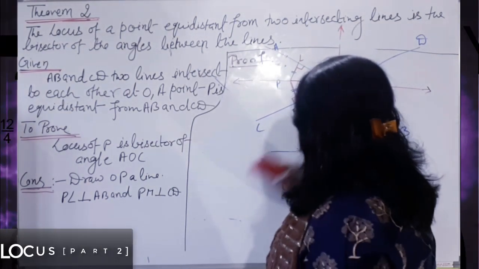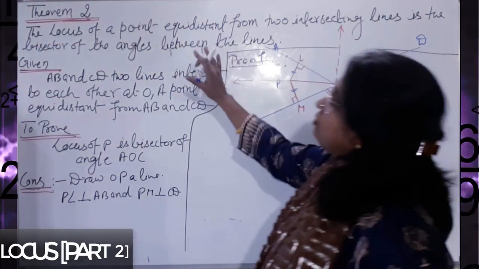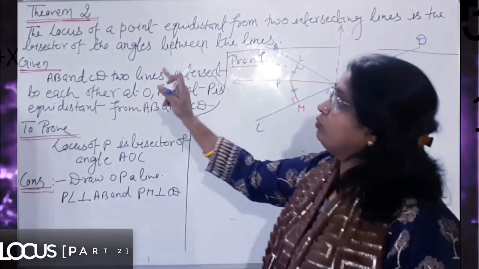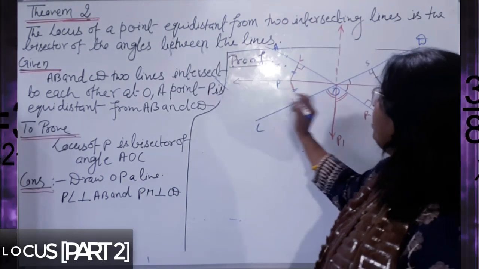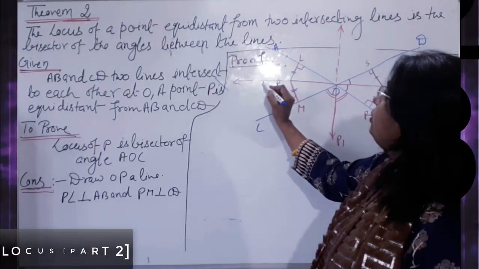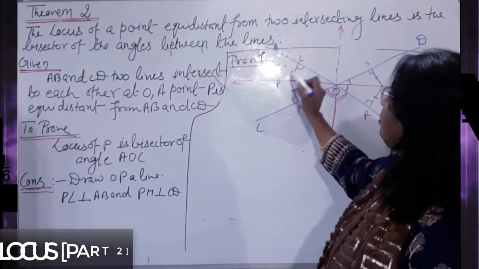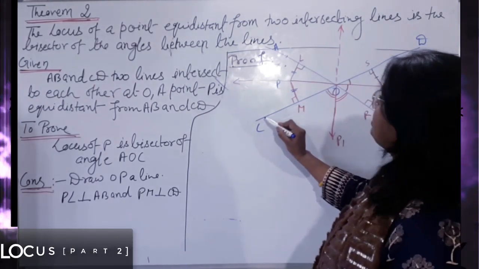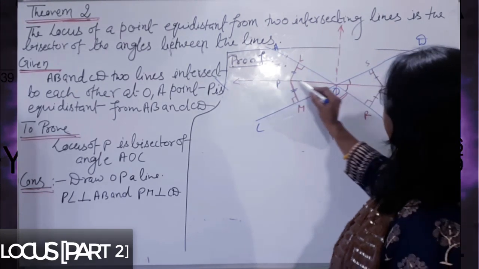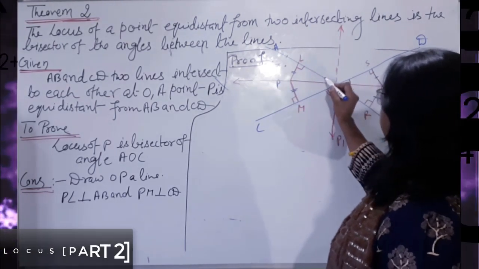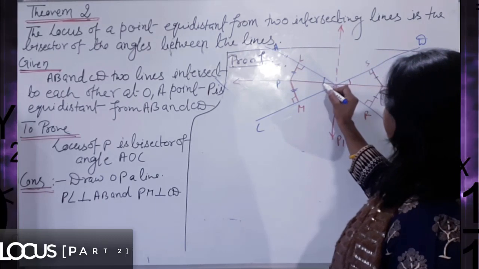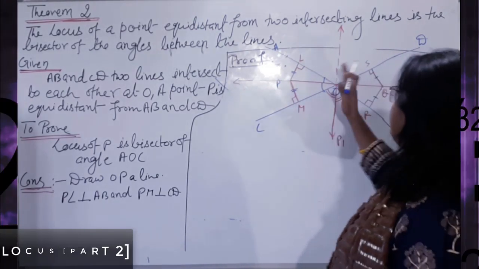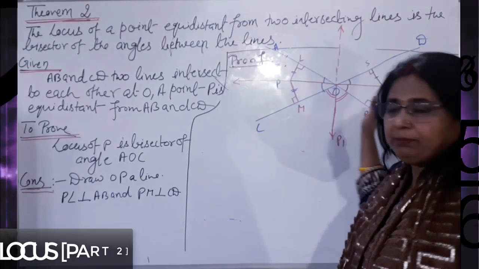Same thing I have drawn here. First you understand what is given, what to prove, and what the construction is. Your theorem once again: the locus of a point which is equidistant from two intersecting lines is the bisector of the angle between both. On both sides the same theorem is applicable.